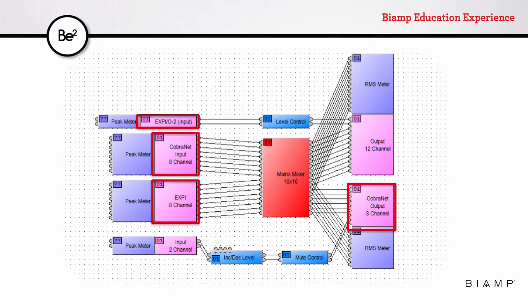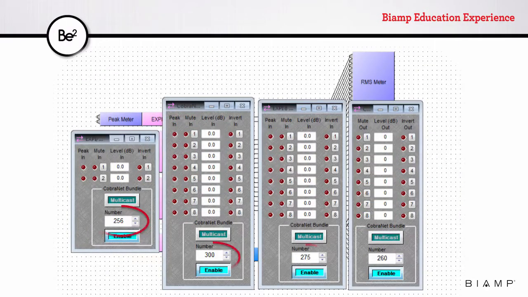Here are a number of CobraNet blocks side by side in the file with other DSP blocks. A look at their control dialogs shows that we have gone in and set bundle numbers for each.